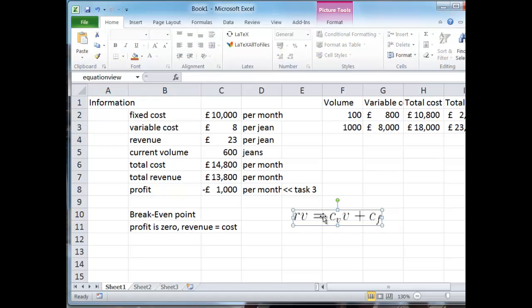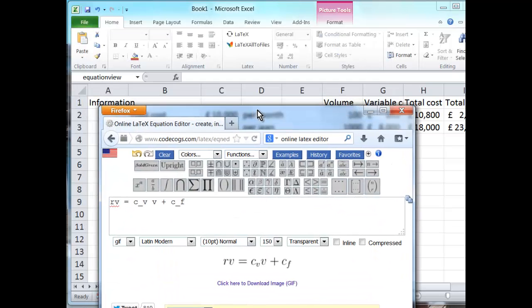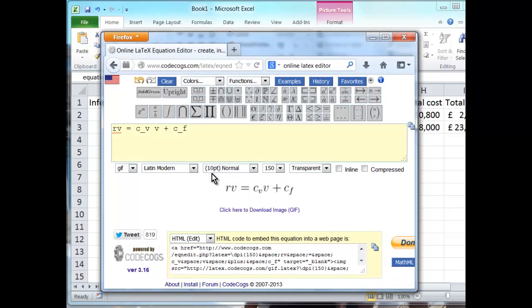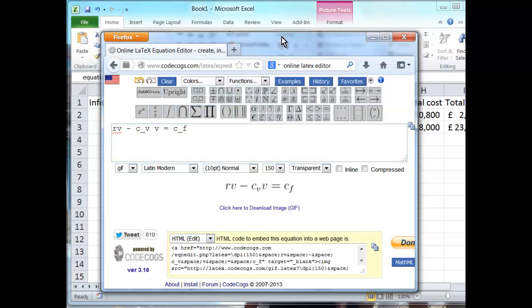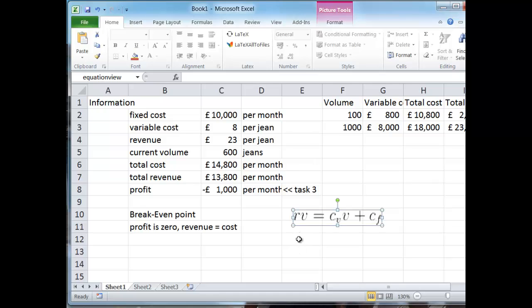Okay, so back to our break-even point analysis. So we know now revenue equals cost. And we want to know the volume because we've got all the other parameters given. So how do we get that? Well, let's go back to our formula editor. So we just subtract the variable cost, and this is then equal to the fixed cost. Okay, I'll place it in here again.